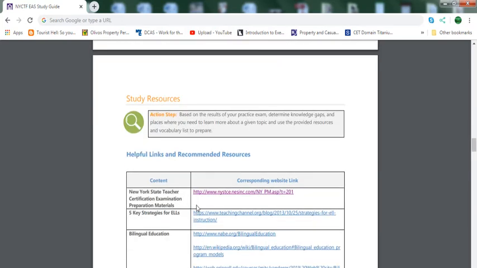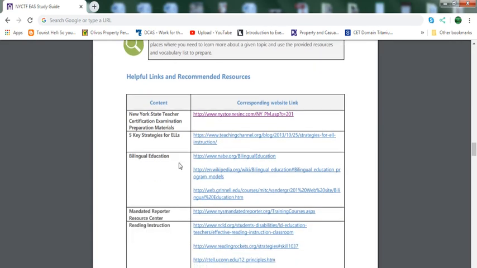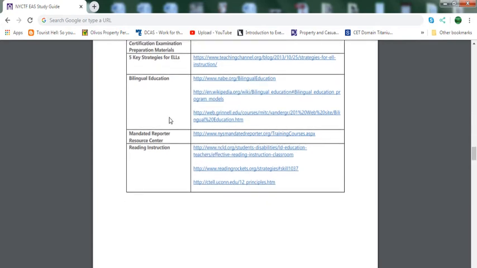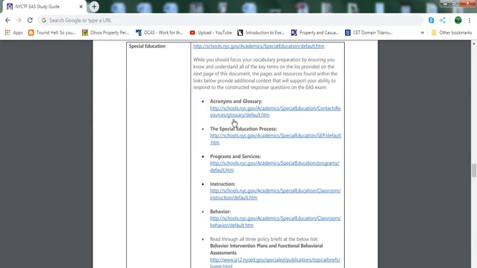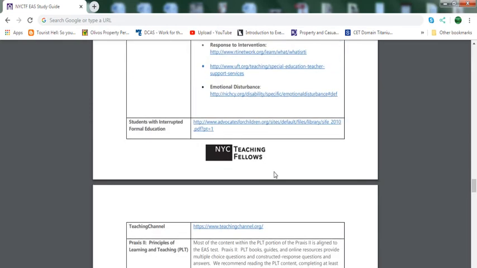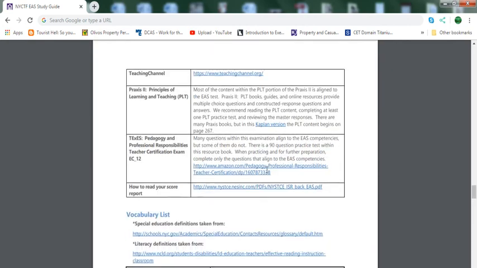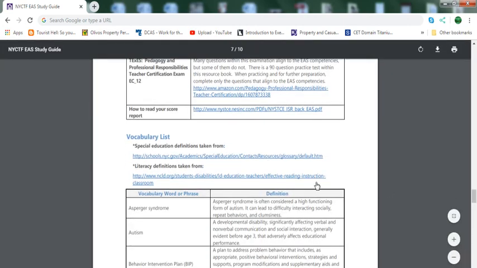Study resources. There are tons of study resources. You could check any one of them. Obviously, Bilingual Education, Mandarin Reporter Resource Guide, Reading Instructions. These are very, very good special education resources, acronyms and glossaries. If you guys do all this, hopefully it will help you broaden your mind.